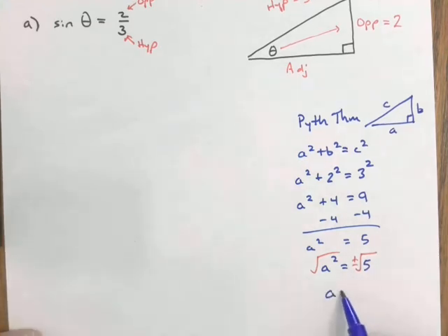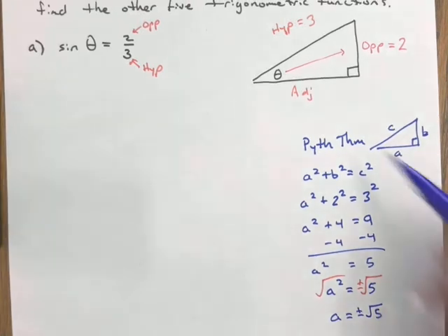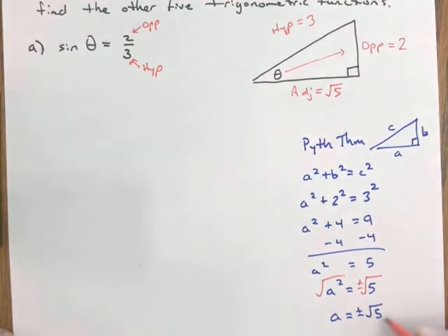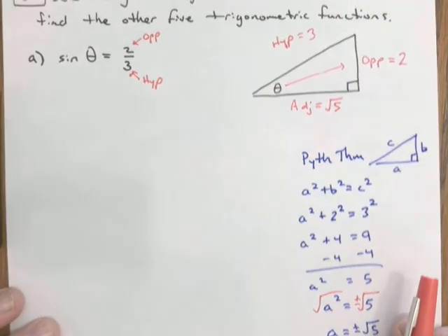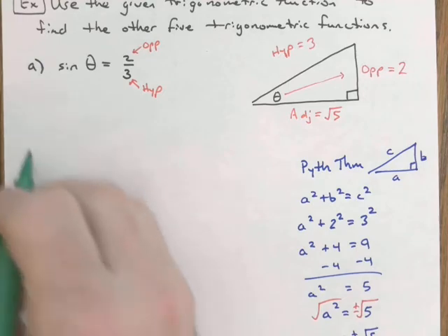A is going to have a length of the square root of 5. Algebraically, it is plus or minus the square root of 5, but we can't have negative side length. So I do know the adjacent side has a length of the square root of 5. We would want to simplify the square root as much as we can, but the square root of 5 does not simplify. Once you have the 3 sides, then you can go through and find the remaining trigonometric functions using SOHCAHTOA and their reciprocals.